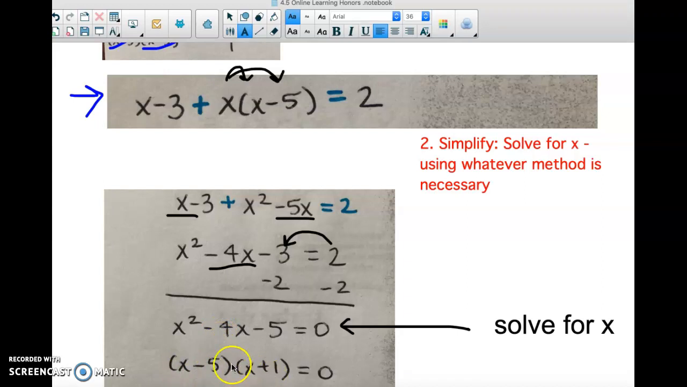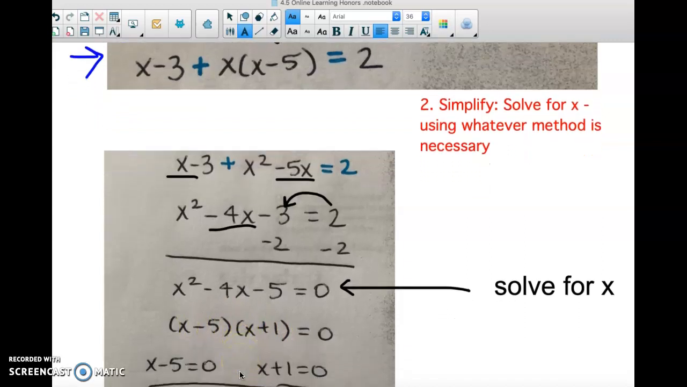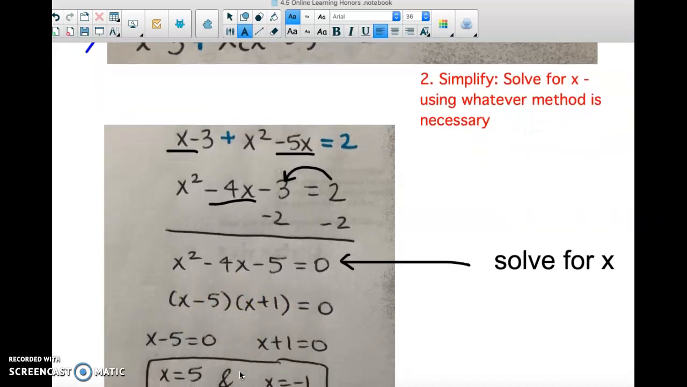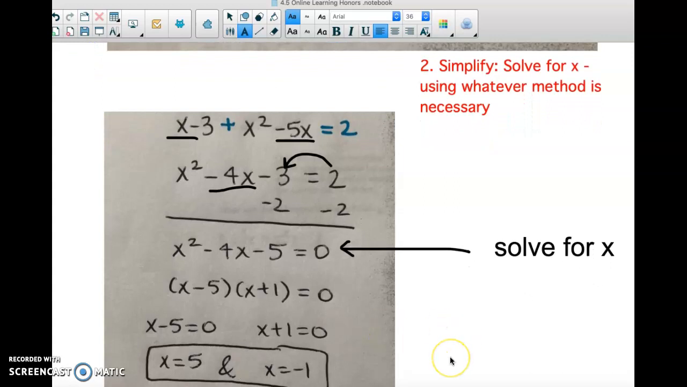How do I solve this for x? That lovely property, right? Zero product property, x minus 5 equals 0, x plus 1 equals 0. These are my solutions, okay? Let me know if you have questions. I usually would say questions for me, so let me know over in the comment section on Schoology, not YouTube.